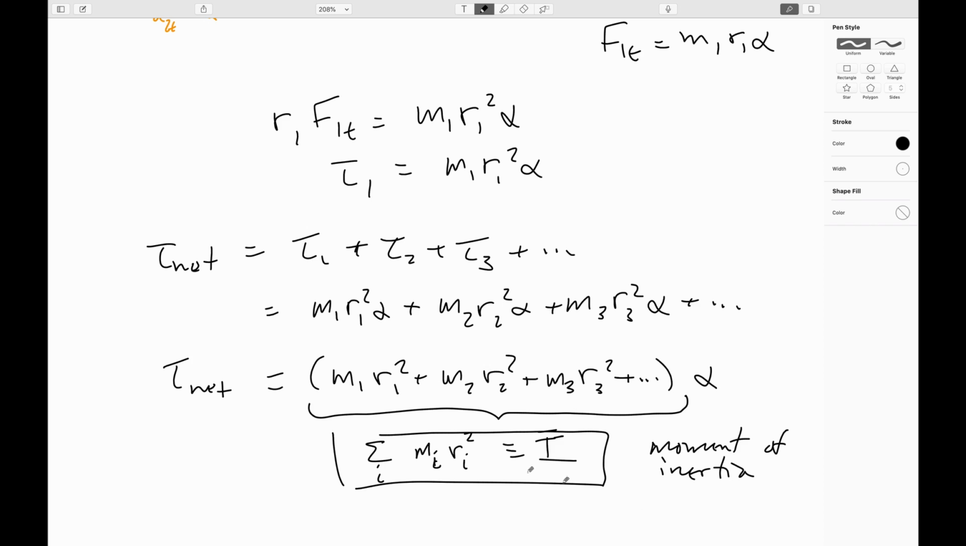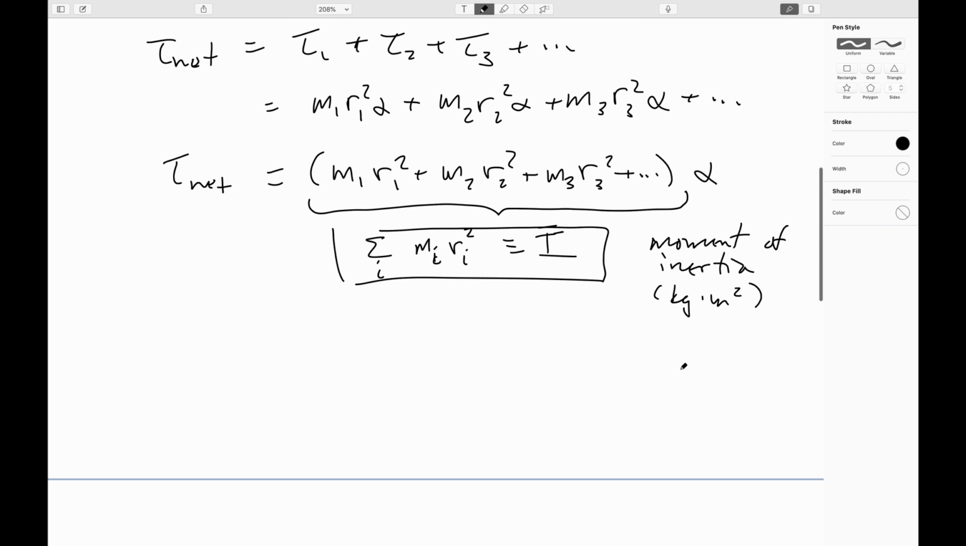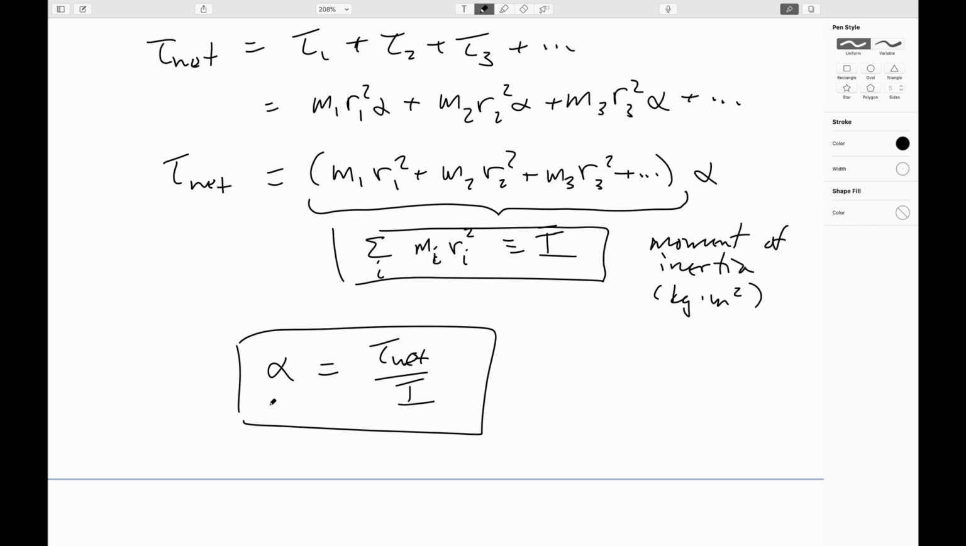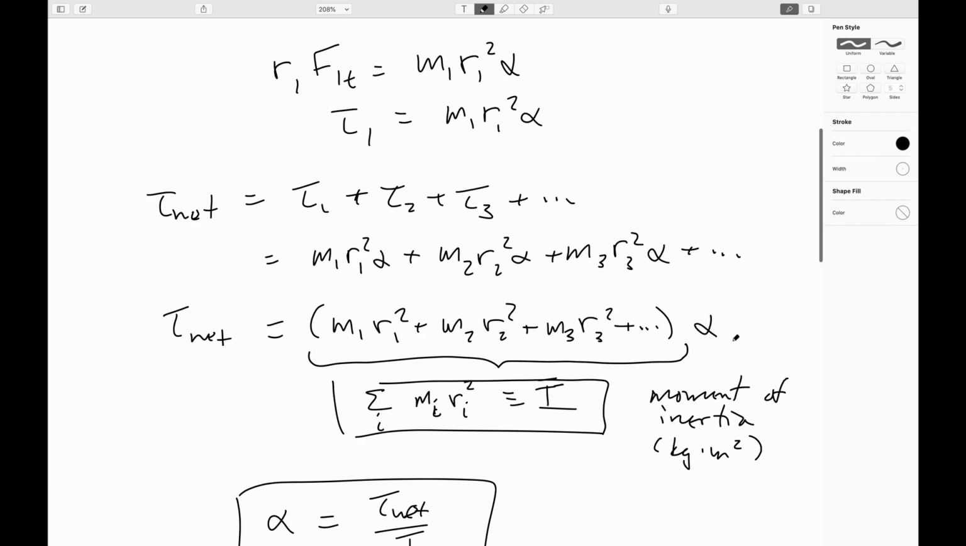And you can see a typical unit is going to be kilogram meters squared. So with that, I can divide both sides through by this moment of inertia and get that the angular acceleration is equal to the net torque over this moment of inertia. And this usually gets officially called Newton's second law for rotations, but I'm not a fan. I prefer saying it's Newton's second law applied to rotations, and this is why.